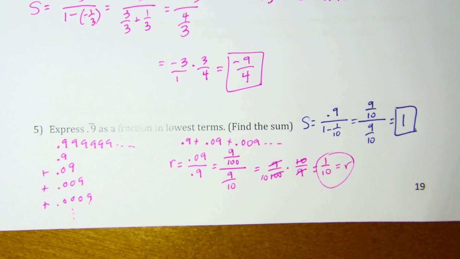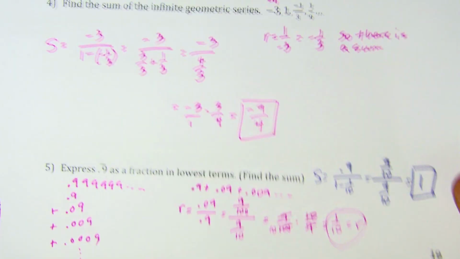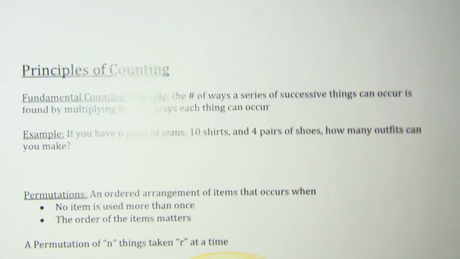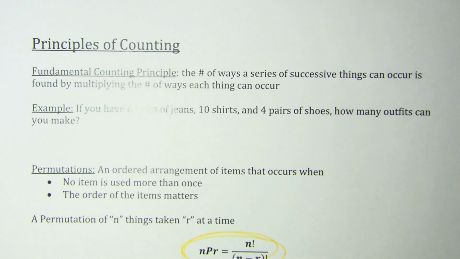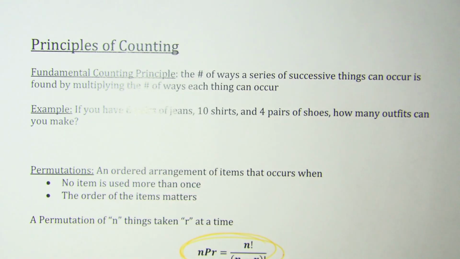So that's going to be the end of us looking at sequences and series. What we're going to look at next is some basic, very basic probability and principles of counting. So here we're going to be looking at what's called the fundamental counting principle. And this is how we calculate some basic either probabilities or counting properties. So here, looking at this first example, it says if you have 6 pairs of jeans, 10 shirts, 4 pairs of shoes, how many outfits can you make?